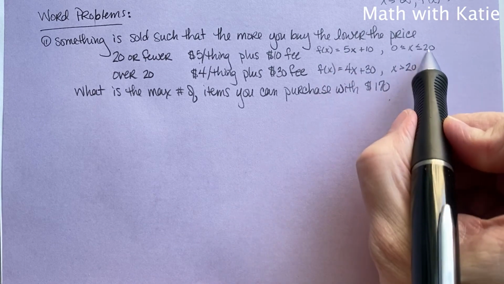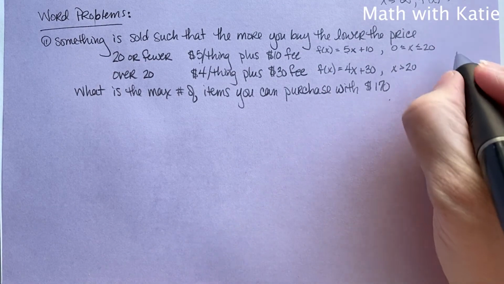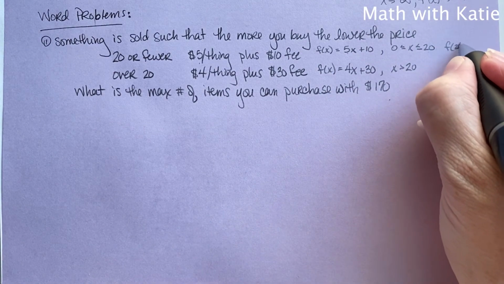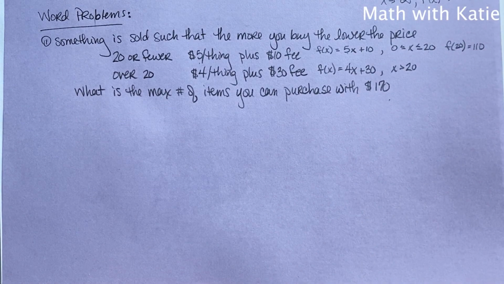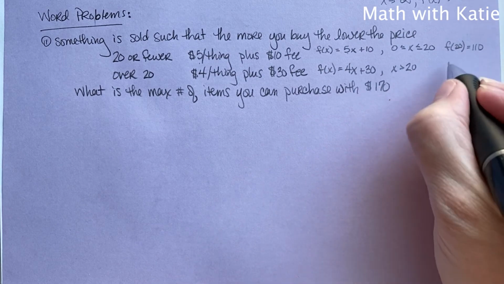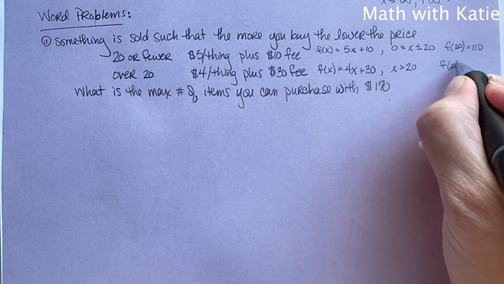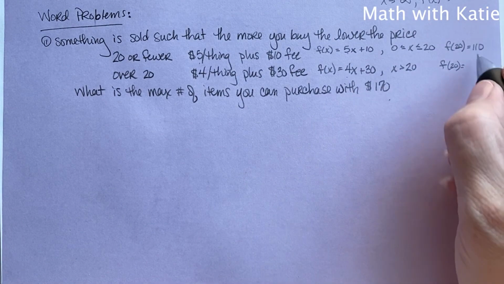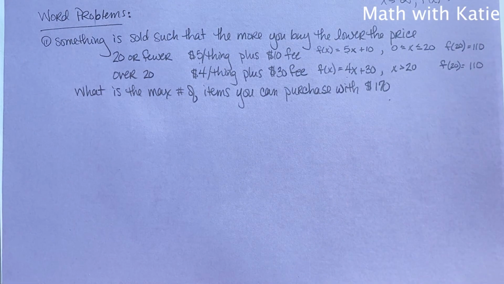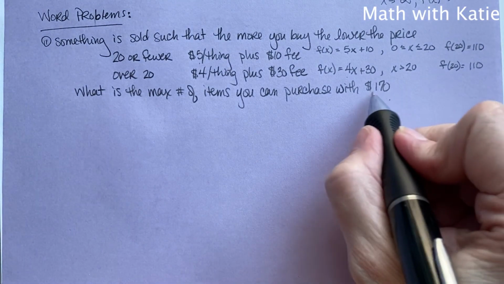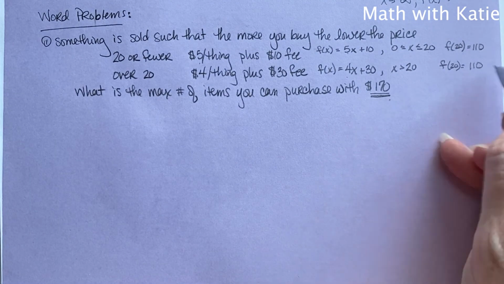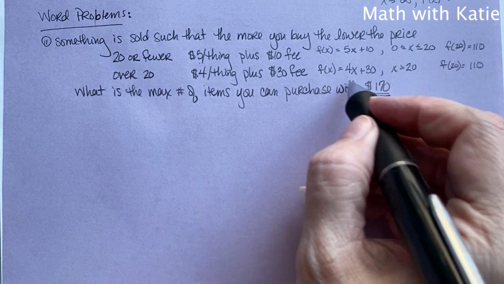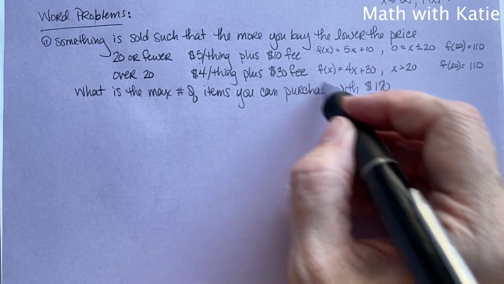So let's plug in 20 for this one. So f of 20 would be 110. And if we plug in 20 here, it would be 110 as well. But we're looking at spending $170. So since 170 is greater than that, we know we're going to use this second formula.